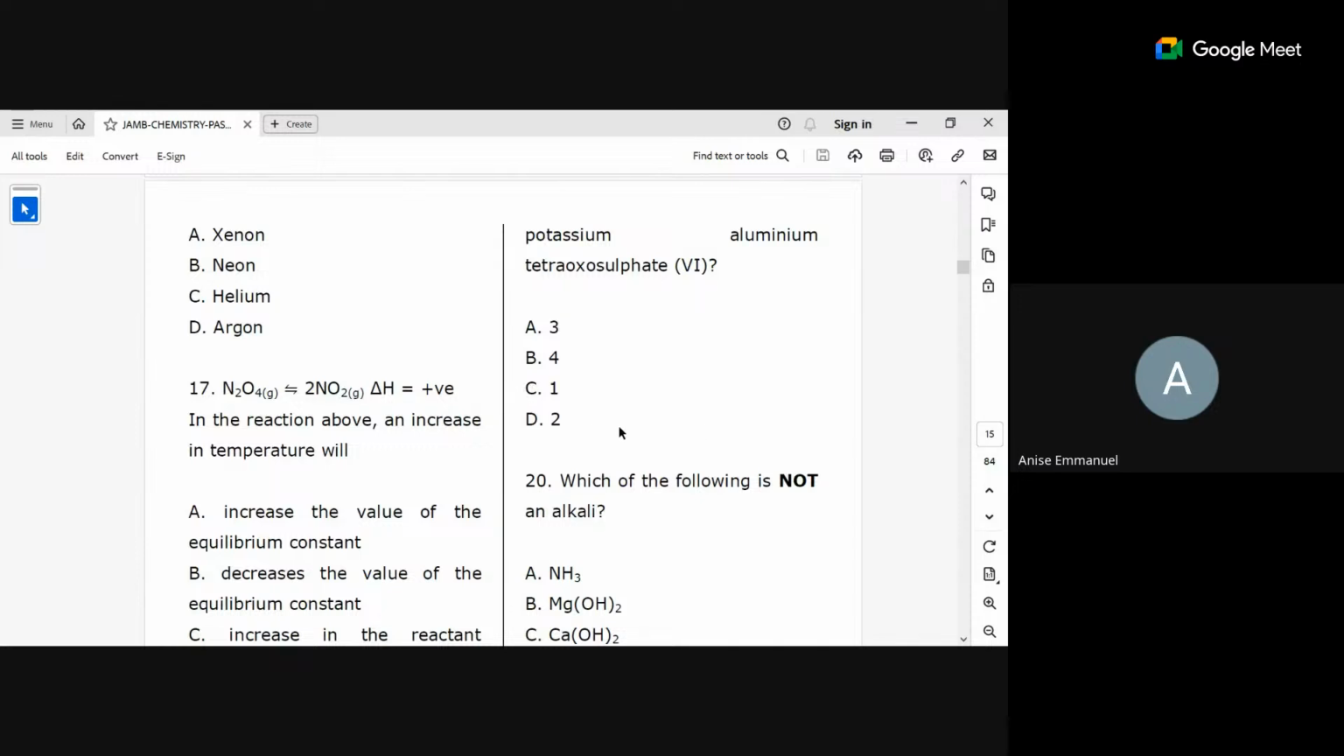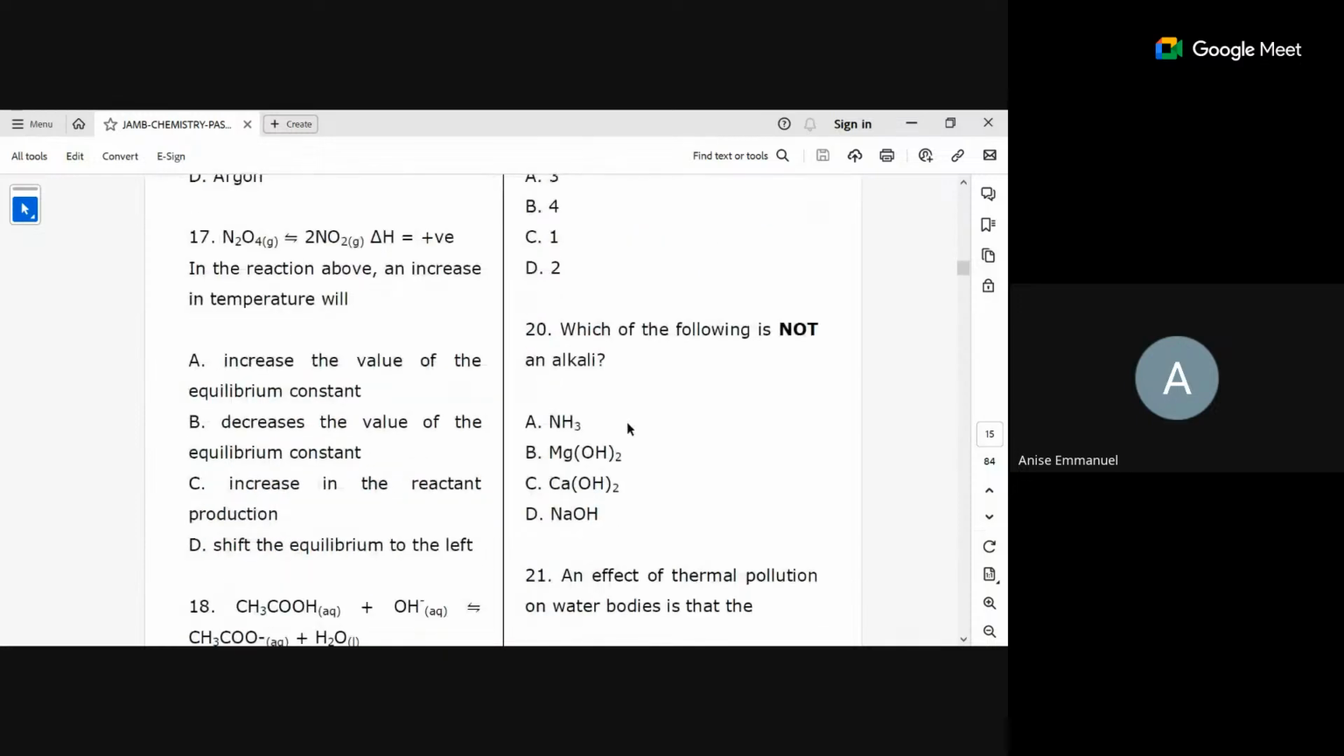Which of the following is not an alkali? Look at this. When you look at everything, they are all bases. How do we differentiate and identify this? Because what is a base? When you dissociate it or neutralize it in water, it forms OH⁻ as the only negative ions.